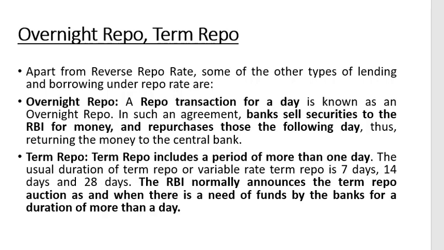Next is what is term repo. Term repo includes a period of more than 1 day. The usual duration of term repo or variable rate term repo is 7 days, 14 days and 28 days. The RBI normally announces the term repo auction as and when there is a need of funds by the banks for a duration of more than 1 day. So overnight repo is a repo transaction for a day, and term repo includes a period of more than 1 day.